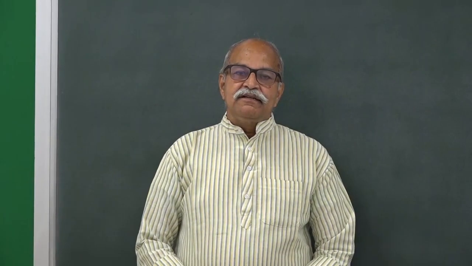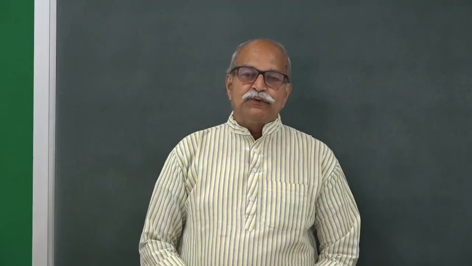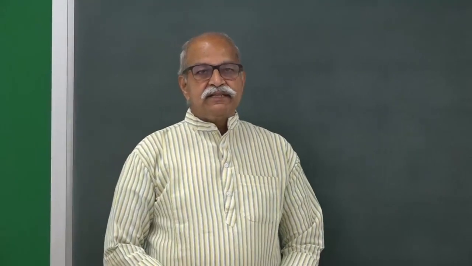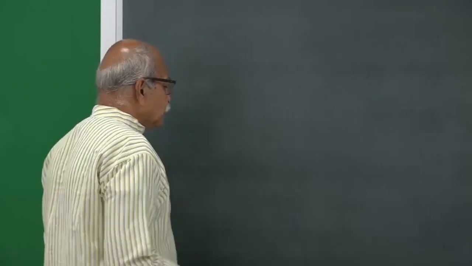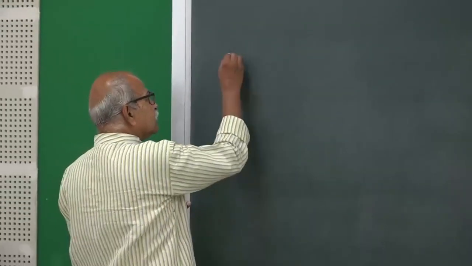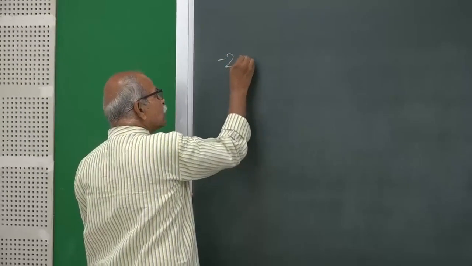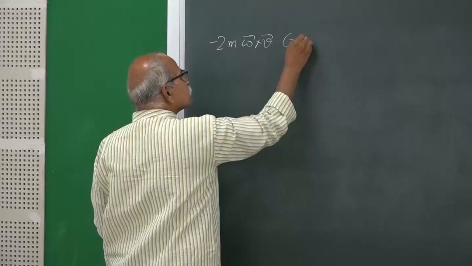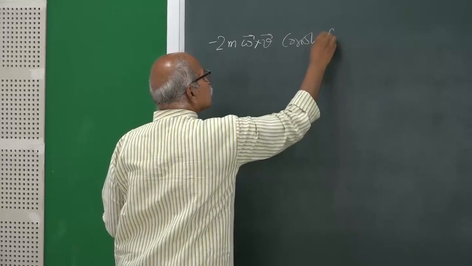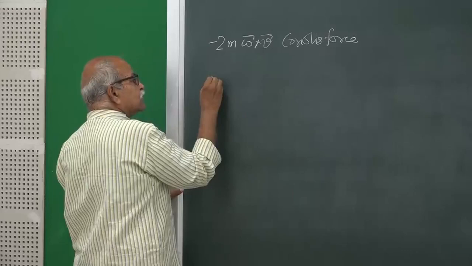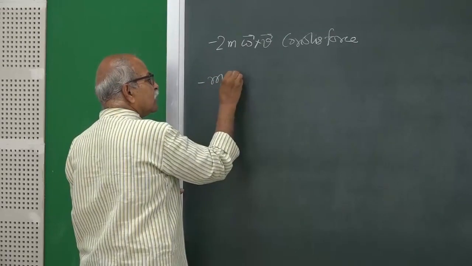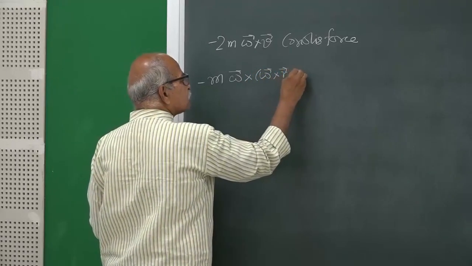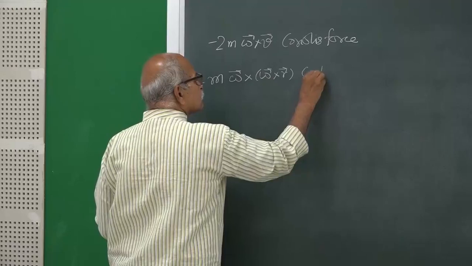So, we had derived the fictitious forces or pseudo forces in rotating frame of reference, and two pseudo forces we found. One was minus 2 m omega cross v, which we called Coriolis force, and then the other was minus m omega cross r, that was centrifugal force.